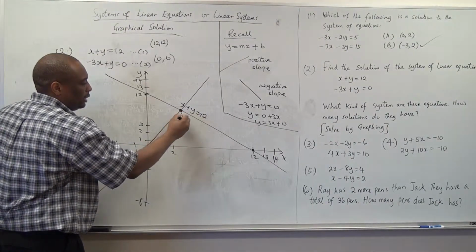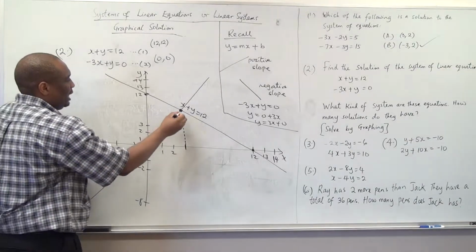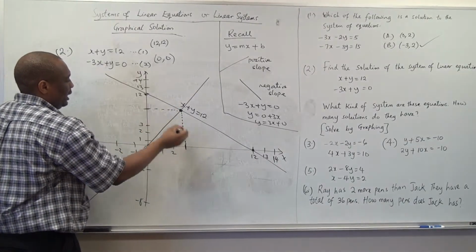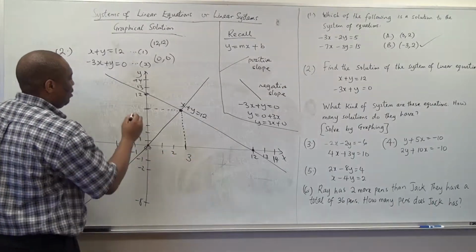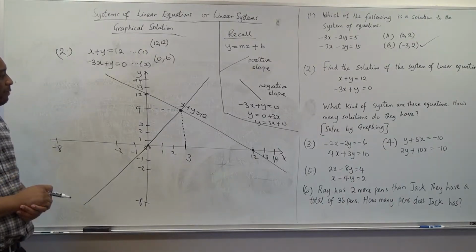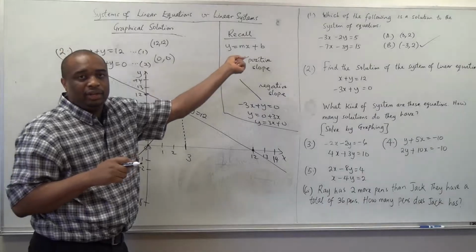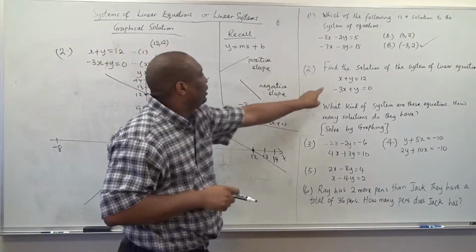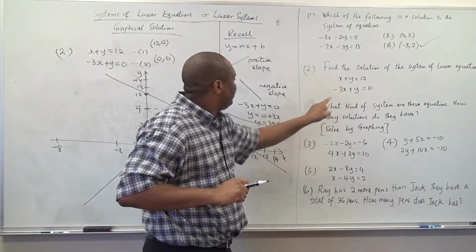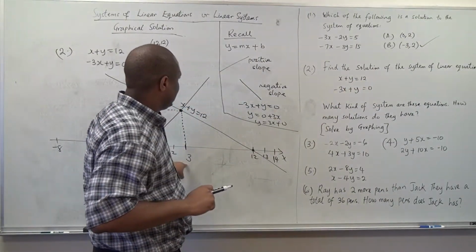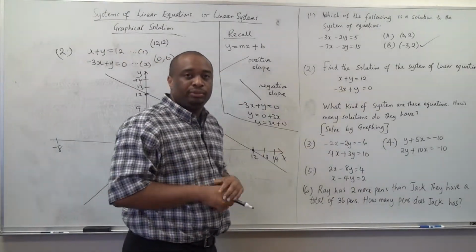So at this point, just find what x is here, and then find what y is here. If you do that on your graph, you find that x is 3 and y is 9. And how do you check? Just like we did number 1, you plug it in. 3 plus 9 will give you 12, is true. Then negative 3 times 3 is negative 9, plus 9 equal to 0, is true.